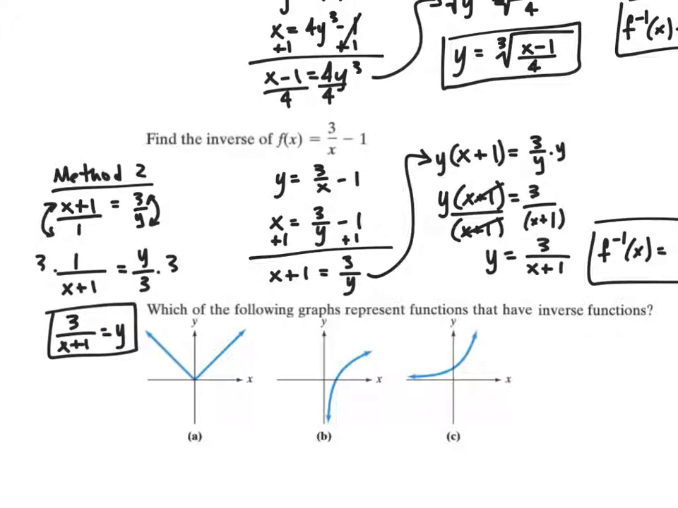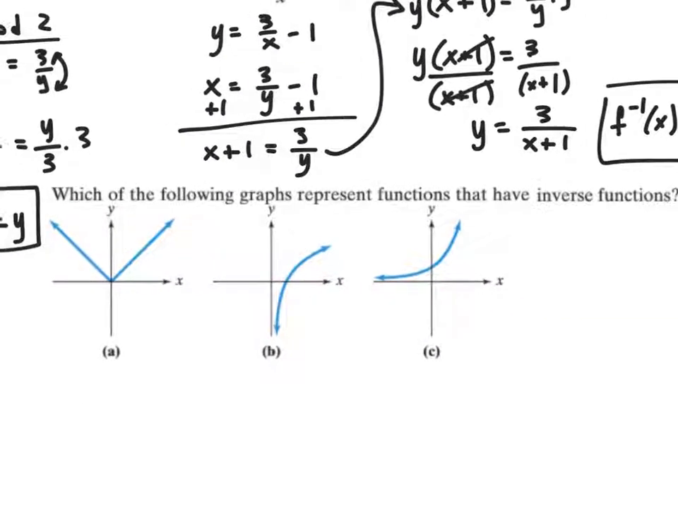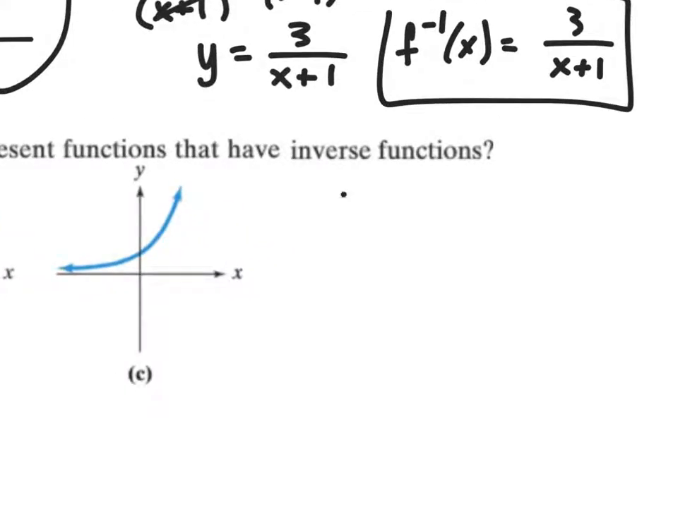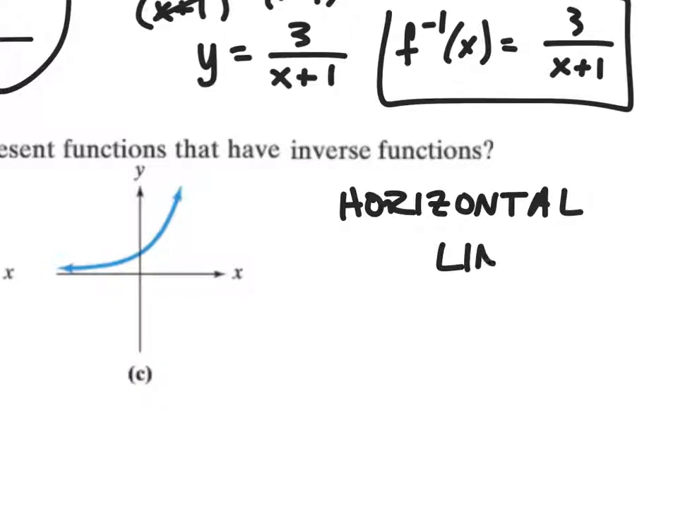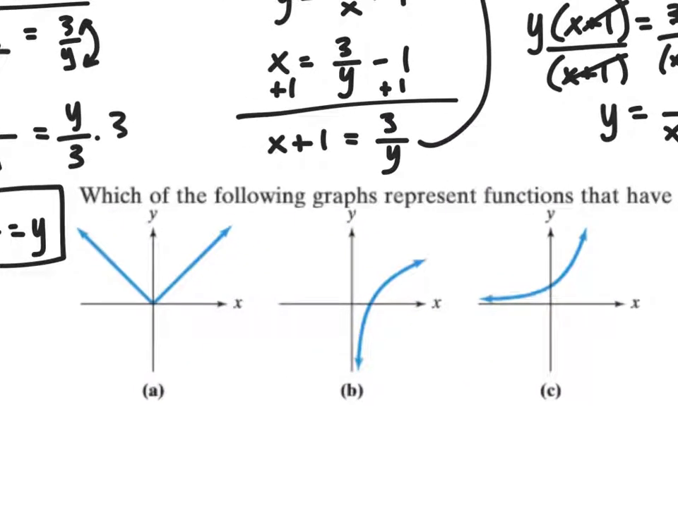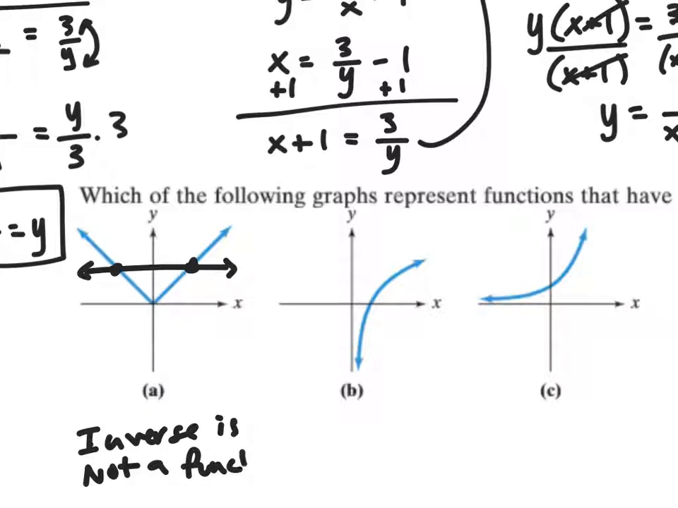Now on the next one, which of the following graphs represent functions that have inverse functions? So remember, this is the horizontal line test. It's like the vertical line test, but we're doing it for the horizontal line test. So if I draw any horizontal line, and it intersects at two spots, the inverse is not a function.